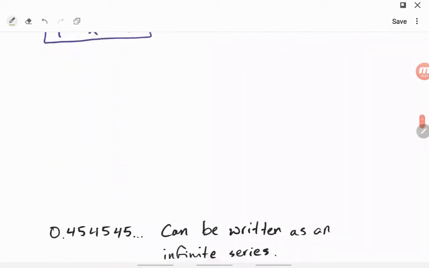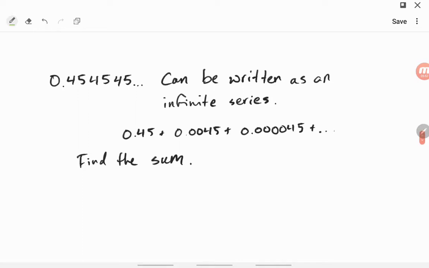I've got one other problem for us to look at. I've got a repeating decimal, 0.45 repeating. This can be written as an infinite series, which I think is just wild. Someone thought to say, well, let's take 0.45 and then add to it 0.0045, and then add to that 0.000045, etc. That is 0.45 repeating, just written out as a sum, which is super cool, I think.